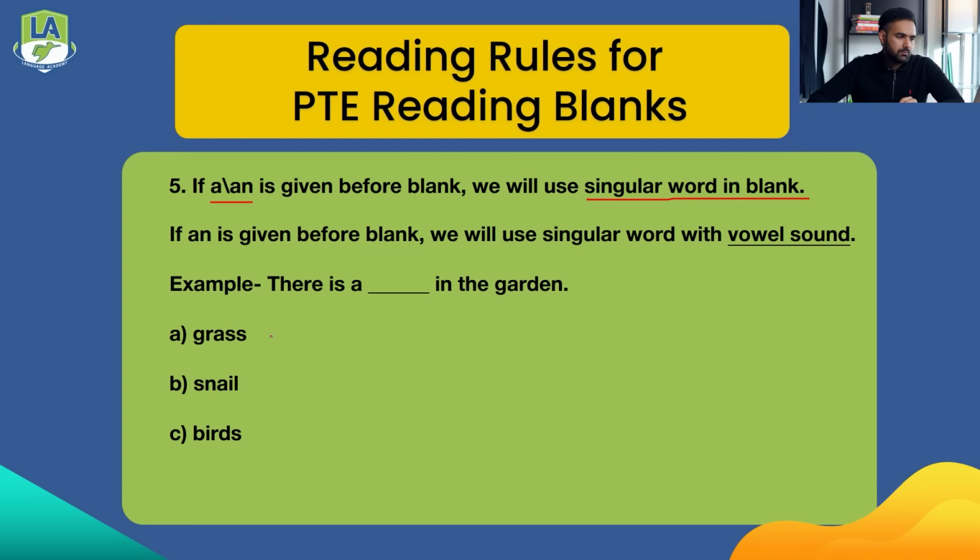You'll never say there is a boys in the garden. You'll say there is a boy in the garden. If there's any blank after a or an, it will be a singular word, which means a word not ending with s. Birds cannot go over here. Either grass or snail. There is a grass will not make sense because you can't really count one piece of grass. So snail will be the right answer.